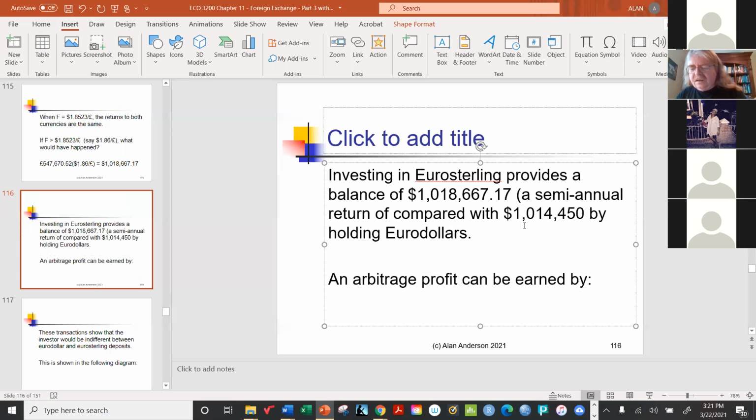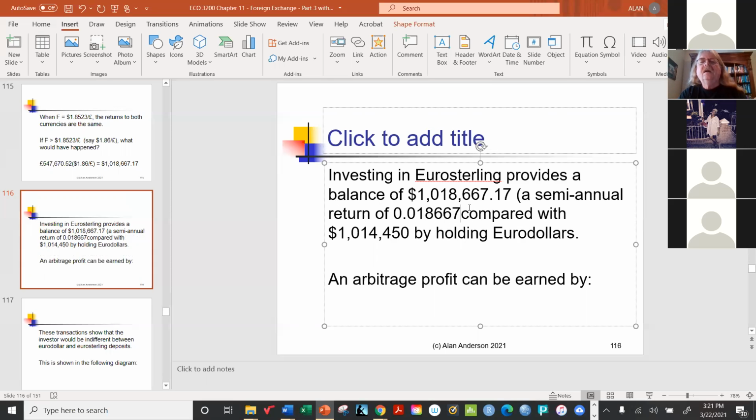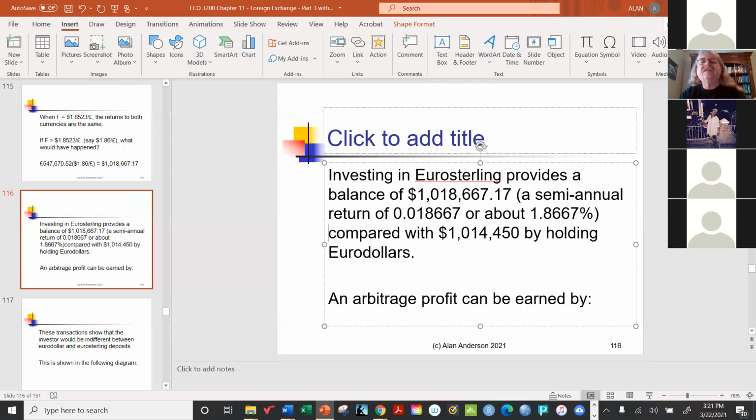So that means on a quarter, this works out to 0.018667, approximately 1.8667% compared to about 1.4450% with euro dollars.